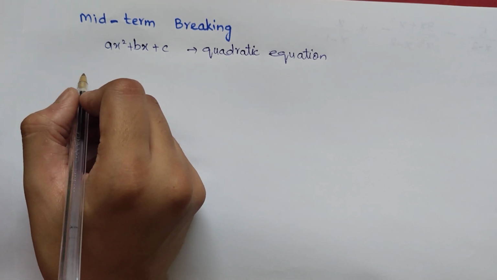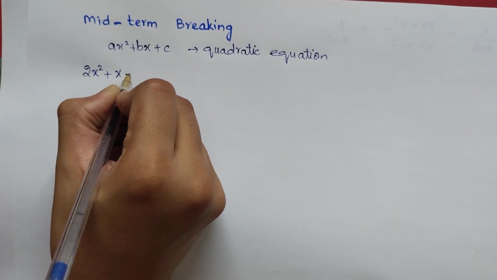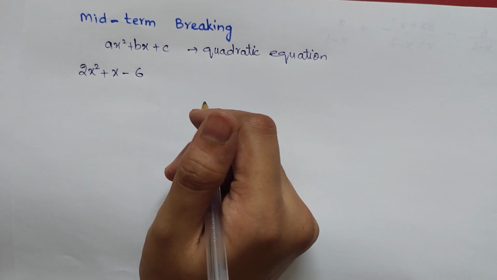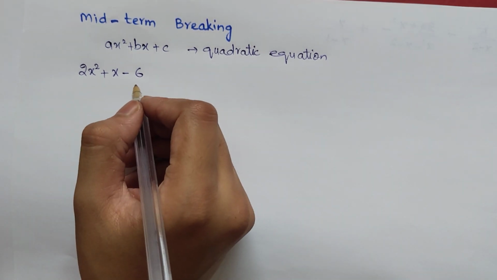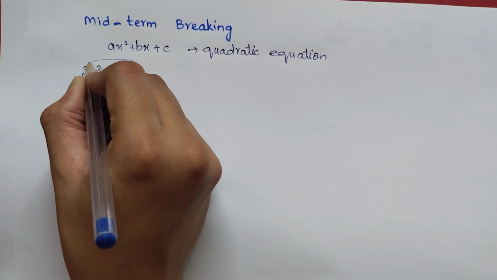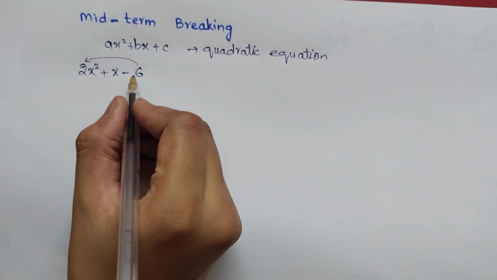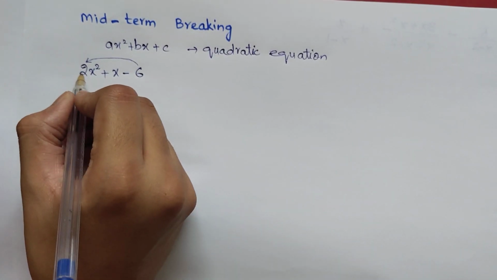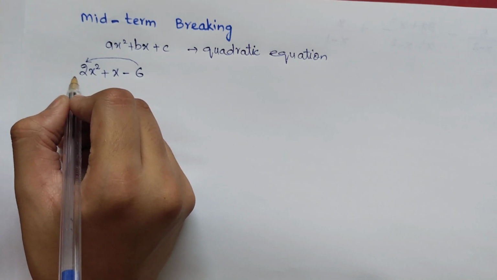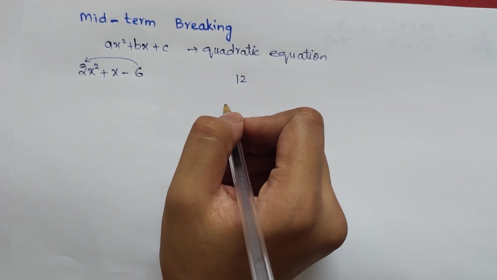For example, the question is like this: 2x square plus x minus 6. So for quadratic equations middle term breaking, what you will do, you have to first think, this is your constant 6, you have to multiply this constant with the coefficient of x square always. Okay, first thing you have to do, multiply this constant term with the coefficient of x square. Any number which is written with the x square, you have to just multiply it. 6 2s are 12. Okay, now you have to make factors of 12.